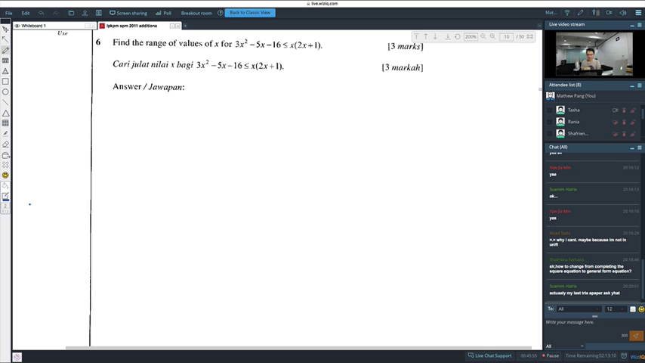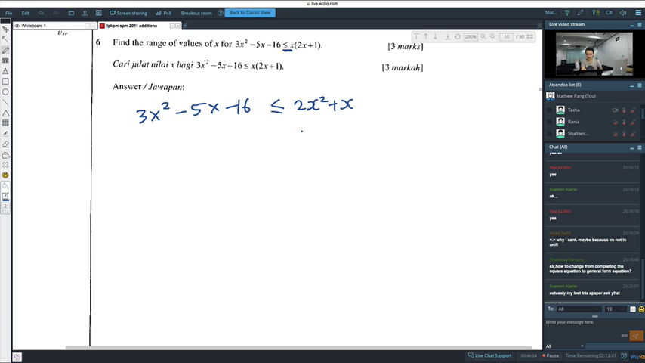Okay, so let's move on to number 6. This one asks you to find the range of values of x. This is quite simple, but it is an inequality because this symbol is not equal, it is less than or equal to. So what I will do is rearrange the equation and make it equal to 0. On the less than or equal to side, I will expand here, this is 2x squared plus x. Then I will move everything to one side to make it equal to 0.